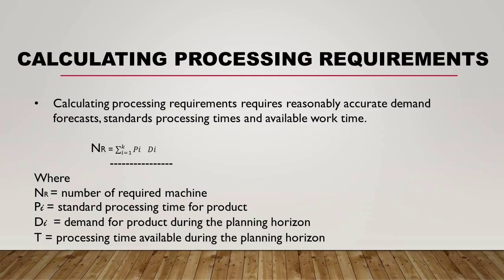Next is calculating processing requirements. Calculating processing requirements requires a reasonably accurate demand forecast, standard processing times, and available work time. The formula for that is N, or the number of required machines. Pi is equal to the standard processing time for a product, Ti is the demand for the product during the planning horizon, and T is the processing time available during the planning horizon.